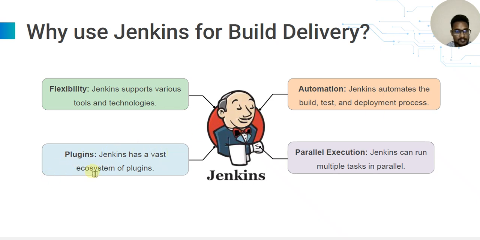Jenkins has a wide ecosystem of plugins, 1000 plus plugins. And next is parallel execution. Jenkins can run multiple tasks in parallel, not just a single task. So with parallel execution, Jenkins can run multiple tasks in the pipeline.